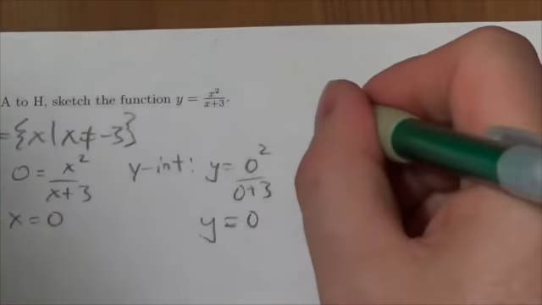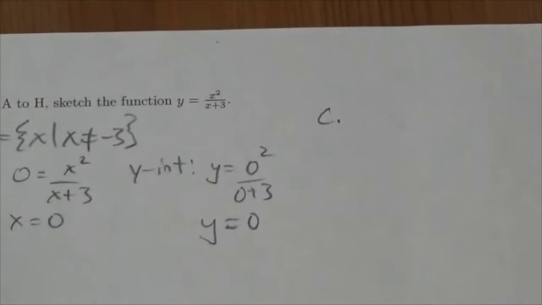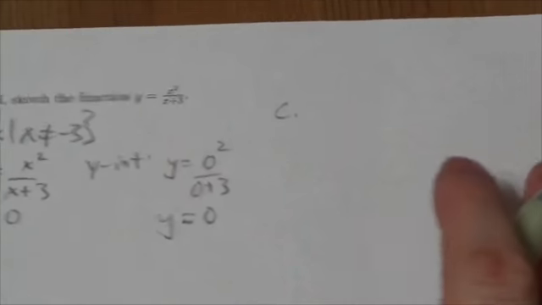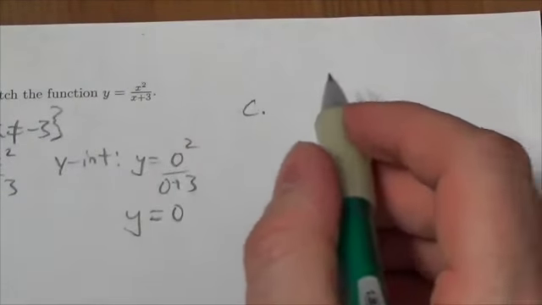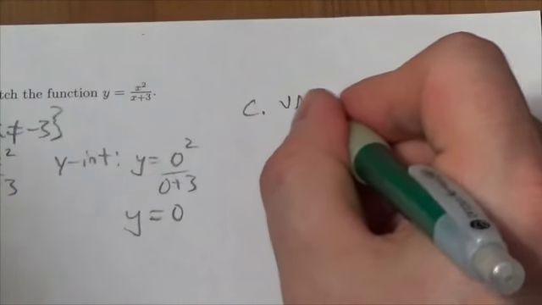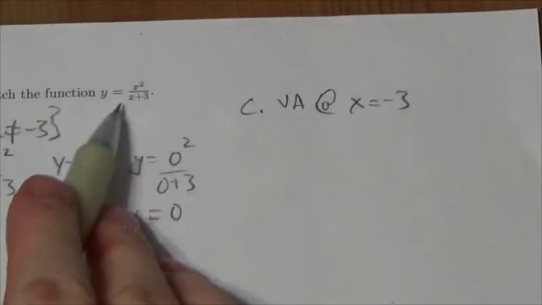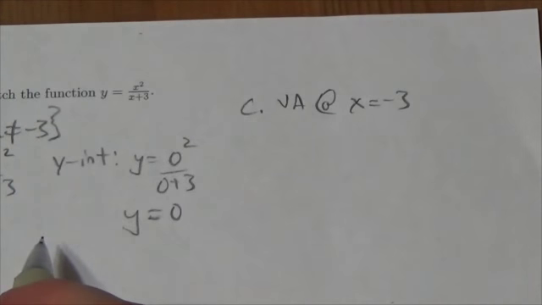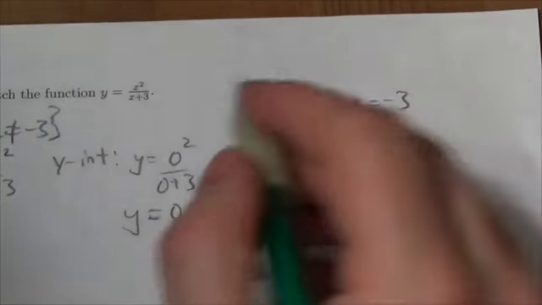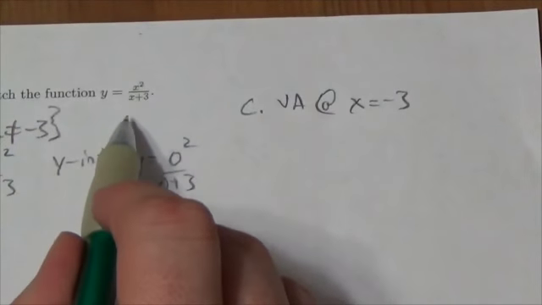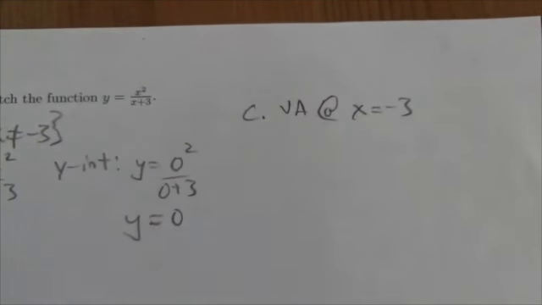C. Okay, I'm going to just move this over here because I want to give myself a fair bit of room down here. C, if I'm not mistaken, was asymptotes. And so in this case right here, we're going to have a vertical asymptote at x equals negative 3, because that's going to correspond to our undefined value there, the break in the domain. The degree of the numerator is larger than the degree of the denominator, so we're not going to get a horizontal asymptote, we're going to get a slant asymptote.